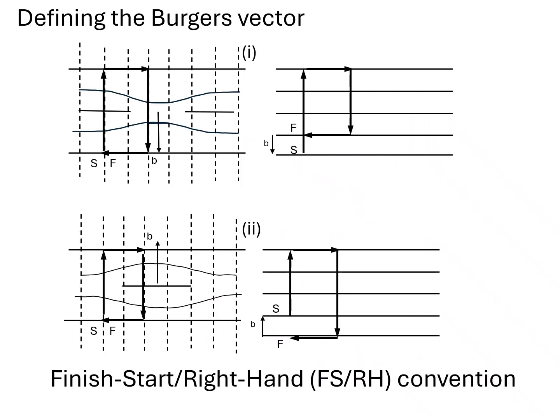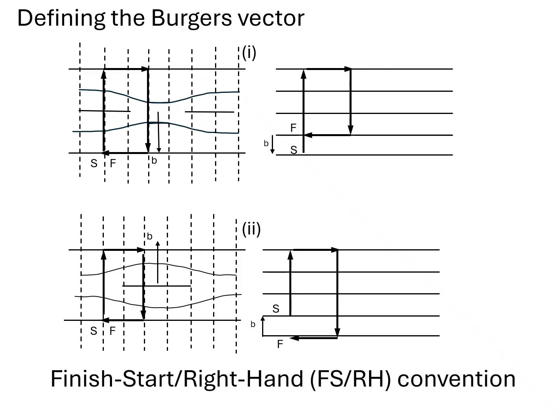Now, to formalize the characterization, how do we know whether it's an interstitial or a vacancy? We need to look at the displacement of the lattice caused by these loops. And to do that, the common methodology that's adopted is the finish start right hand convention, in order to define what the Burgers vector of the dislocation loop is.